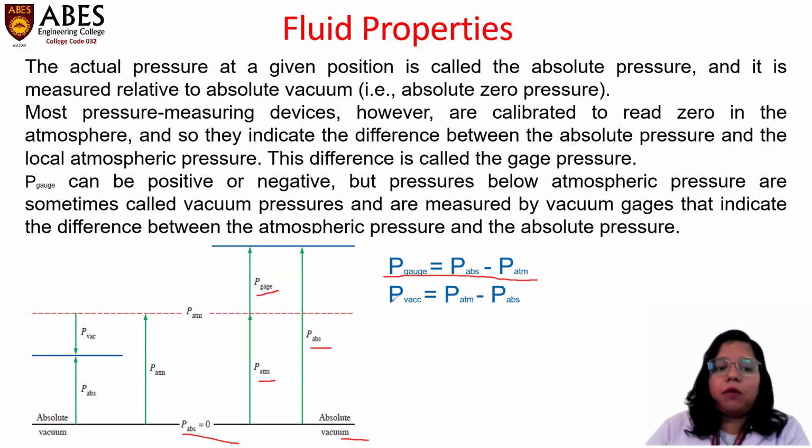P gauge can be positive or negative, but pressures below atmospheric pressure are sometimes termed vacuum pressure. Then what is vacuum pressure? The P vacuum is equal to P atmosphere minus P absolute.